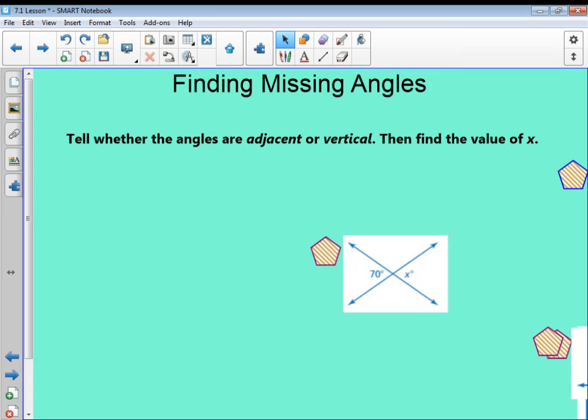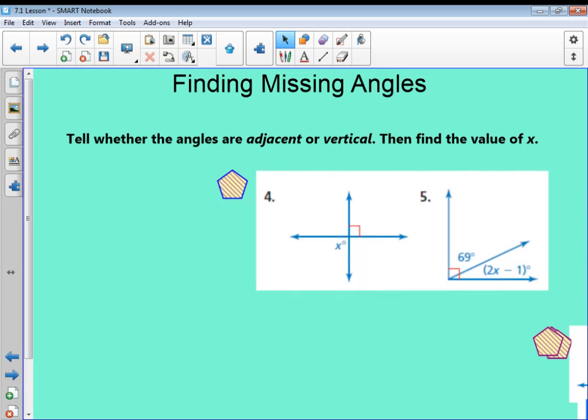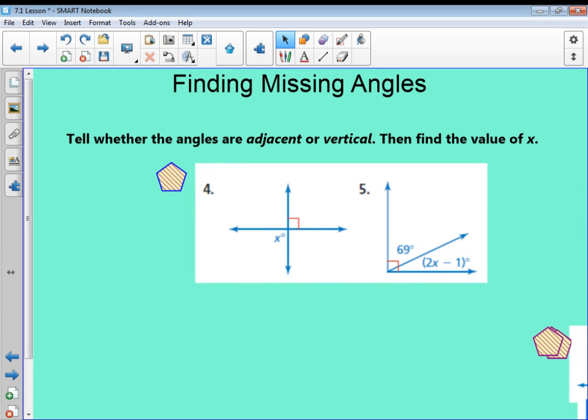All right, so I'm going to slide two out here. I want you guys to try them out. Okay, so I want you to go ahead and pause your video, reminding yourself that these mean a certain number. So go ahead, pause your video, identify whether it's adjacent or vertical, and then identify what x equals.